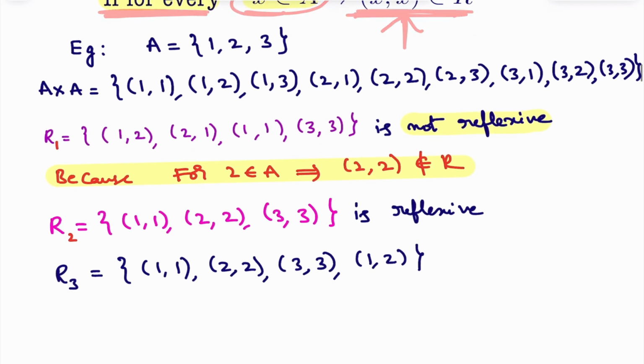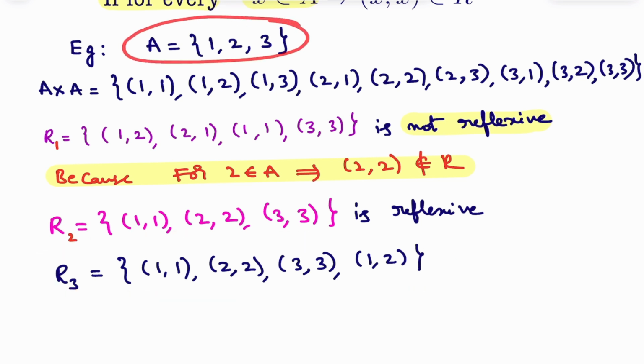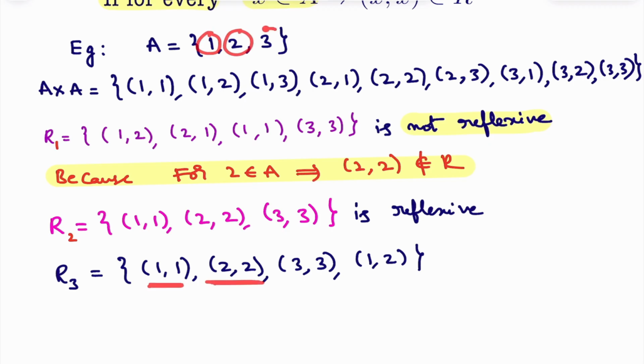ordered pair x comma x belongs to the relation or not, you need to check. Okay. Now, as this is a relation on set A, you come to this set A. Here, 1 is there in set A. Is 1 comma 1 there in this? Yes. 2 is there in set A. Is 2 comma 2 there in this? Yes. 3 is there in set A.